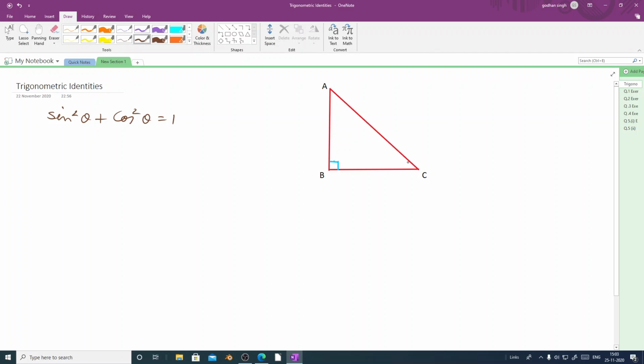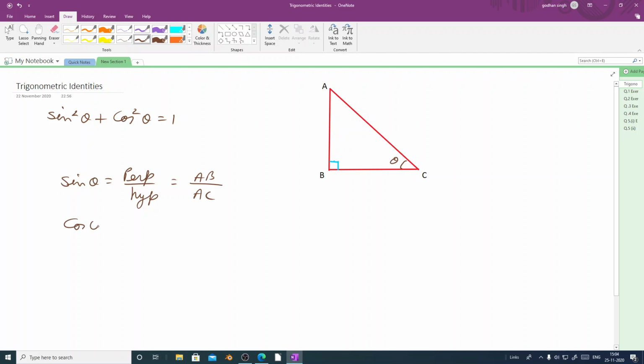So let us take angle C as theta. Now we'll prove this identity. First of all, let us find the value of sine theta. What is sine theta? Sine theta is defined as perpendicular by hypotenuse. The side opposite to theta angle is AB, so perpendicular will be AB, and hypotenuse is always the side opposite 90 degrees, so that will be AC.